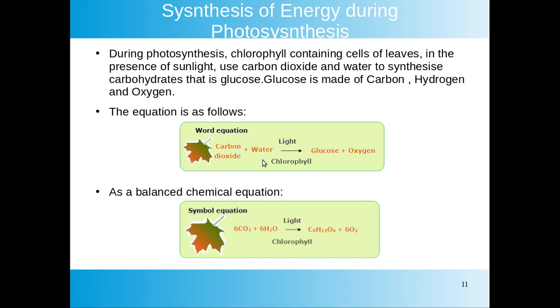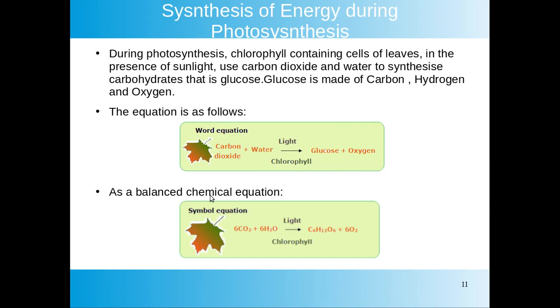water. Now, the equation we can write as follows. In words, carbon dioxide plus water in presence of light and chlorophyll pigment produce glucose and oxygen. Remember, glucose is the carbohydrate.